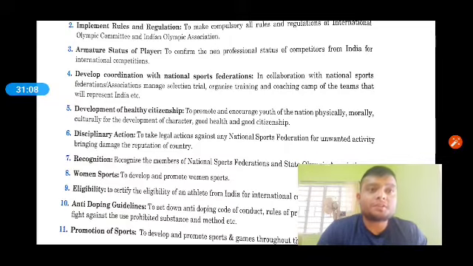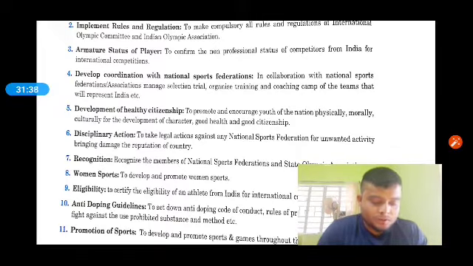Earlier Vijender Singh used to represent our country in the Olympics, but now he has moved on to professional boxing, and that is why he can't represent India in the Olympic Games anymore, because he now plays professionally. So there is a difference in that.